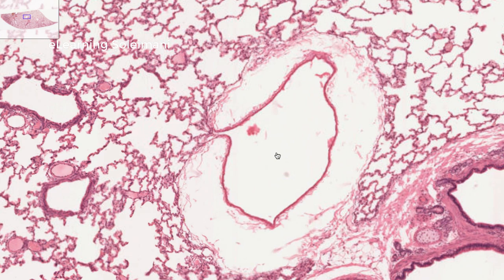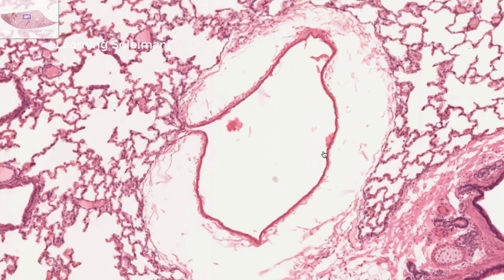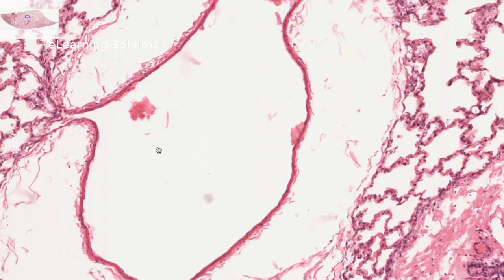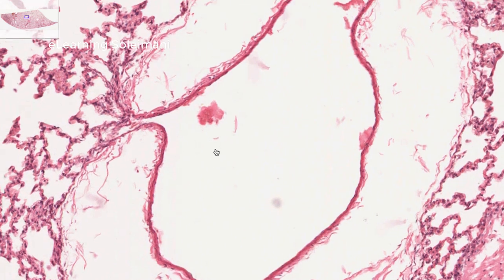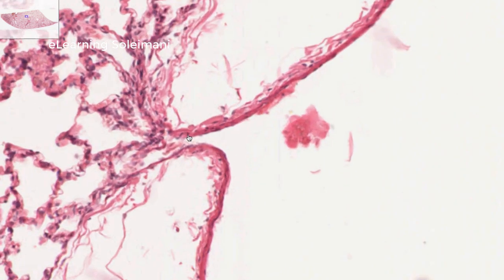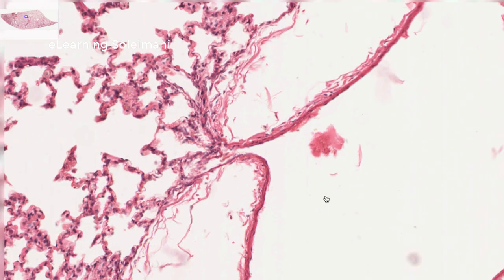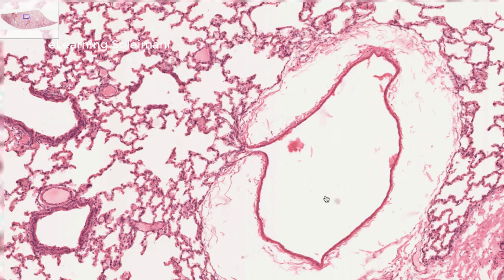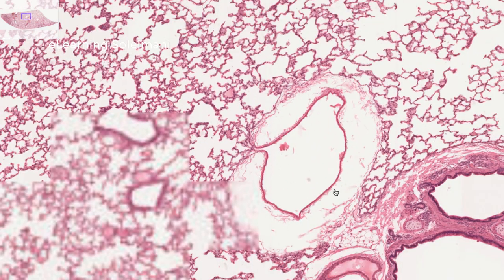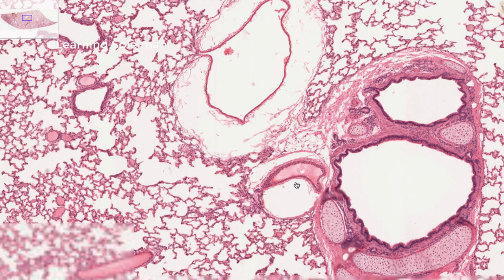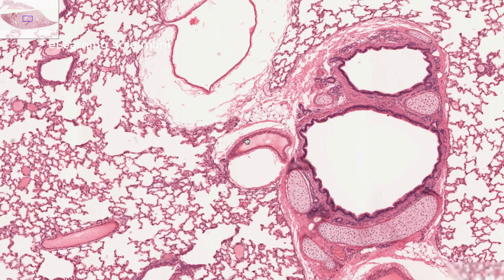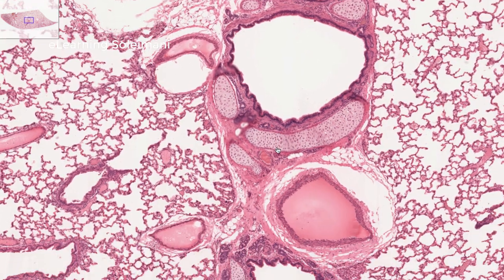Large thin-walled pulmonary arteries run alongside the bronchi and bronchioles. These arteries are the main blood supply to the lungs. They carry large volumes of blood to pulmonary capillaries in the alveoli. Smaller bronchial arteries also accompany the bronchi and bronchioles.